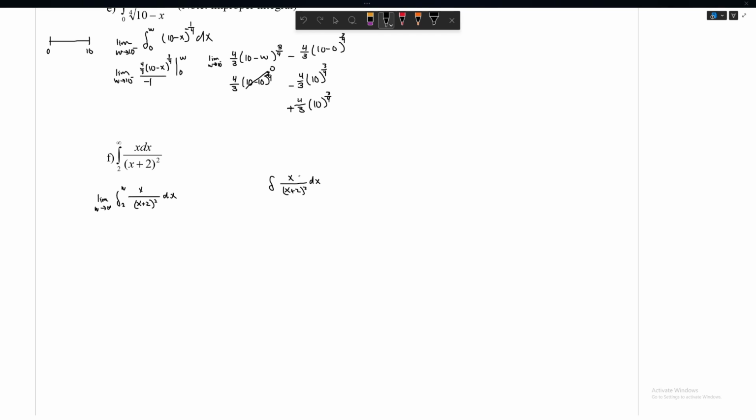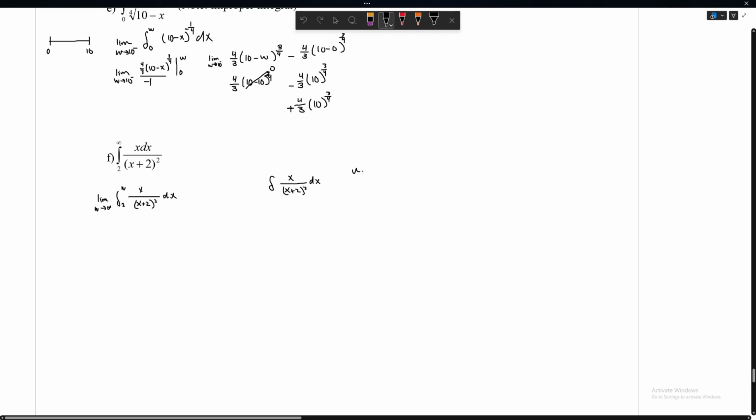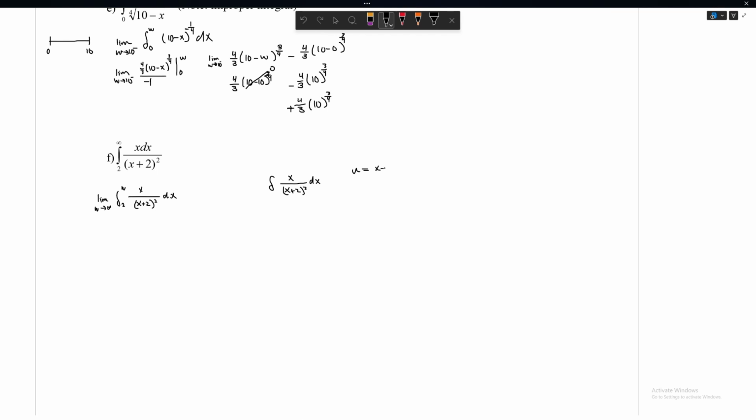Alright, so what we got here is a u-sub, and so the u-sub is going to be x plus 2. My du is going to be dx. Now I can isolate this for x, right? Now I do know my u goes here, so in the integral this will become something over u squared. Now what is my u? This equals u minus 2 equals x, right? And so I can sub that in.